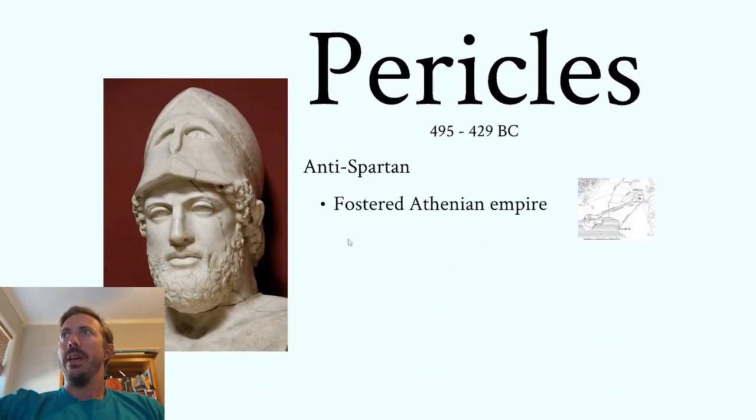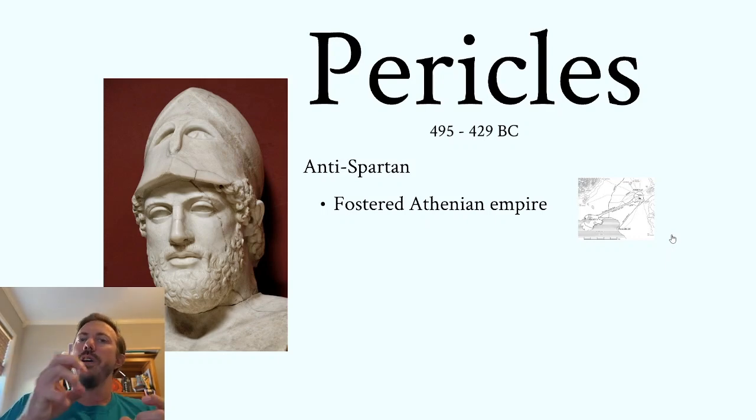So Pericles, he was anti-Spartan. Not pro-Persian, but anti-Spartan. And he fostered the Athenian Empire. We looked at how he took funds from Delos and put them in Athens and started this building program to make the Acropolis beautiful again. And he won a bunch of the Athenians over with his building program. And once Cimon was ostracized, he comes in and fills the void.